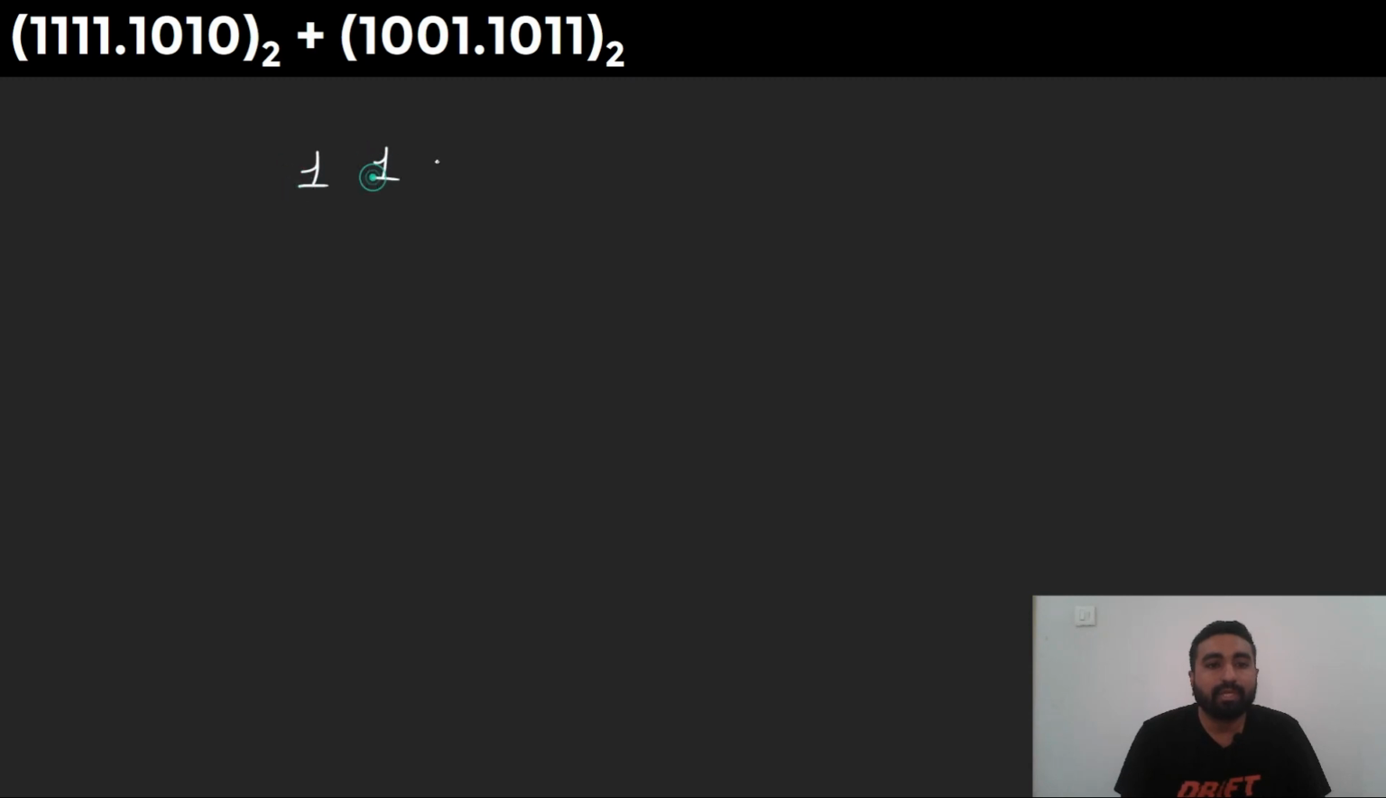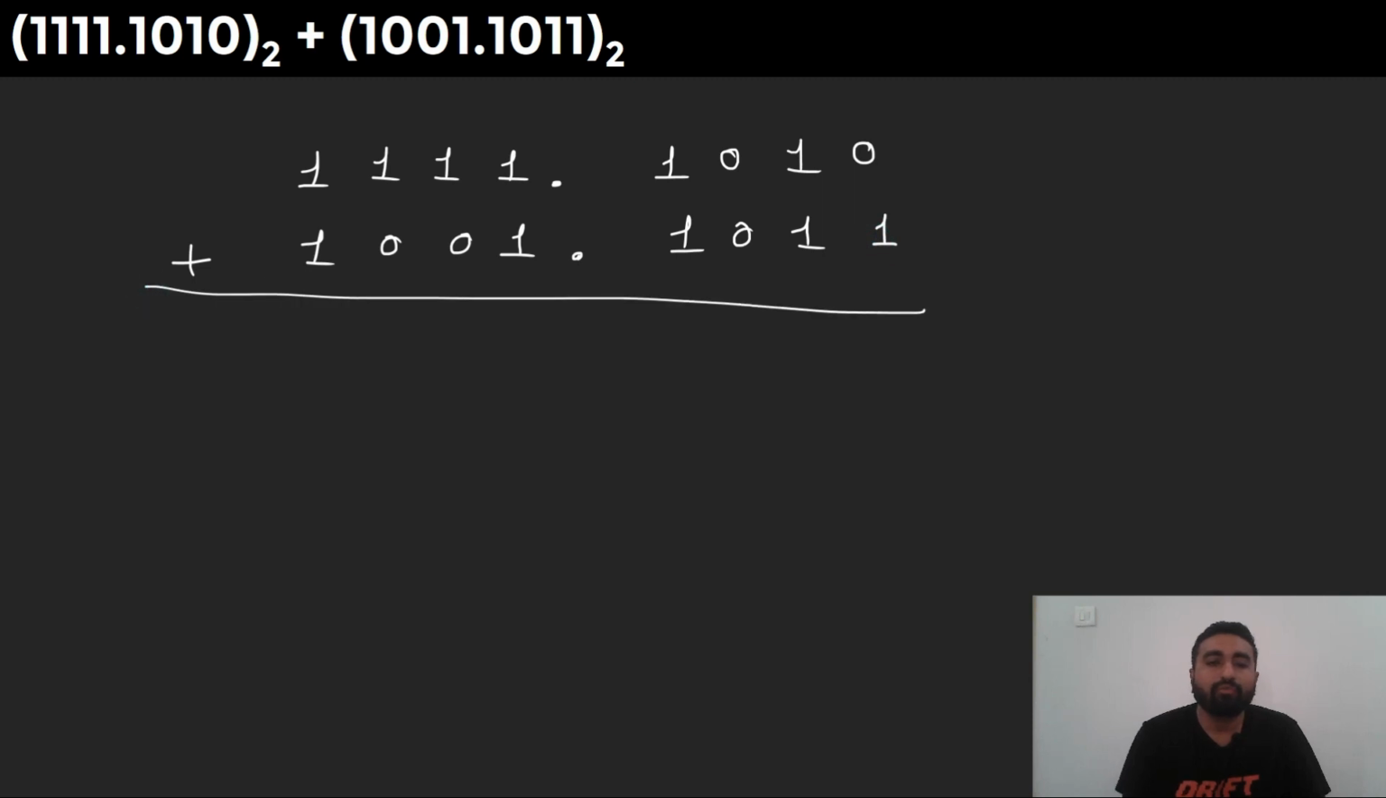The first number is 1111.1010, and the second number is 1001.1011. Okay, now what we need to do, we need to follow the steps only. We will do the addition from the LSB, and we will do the addition column wise.